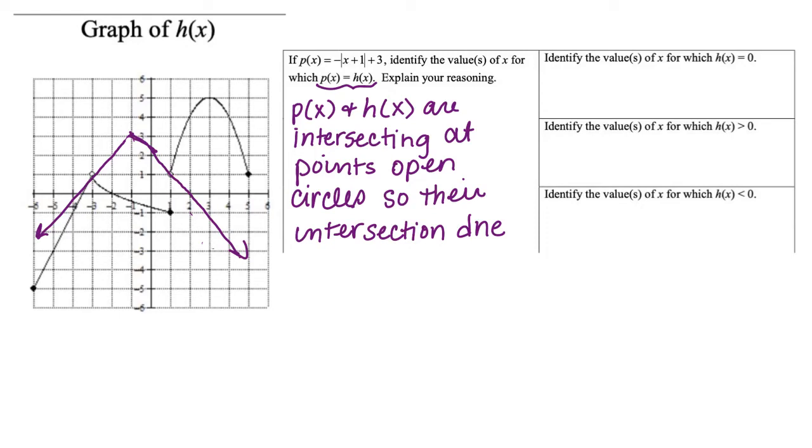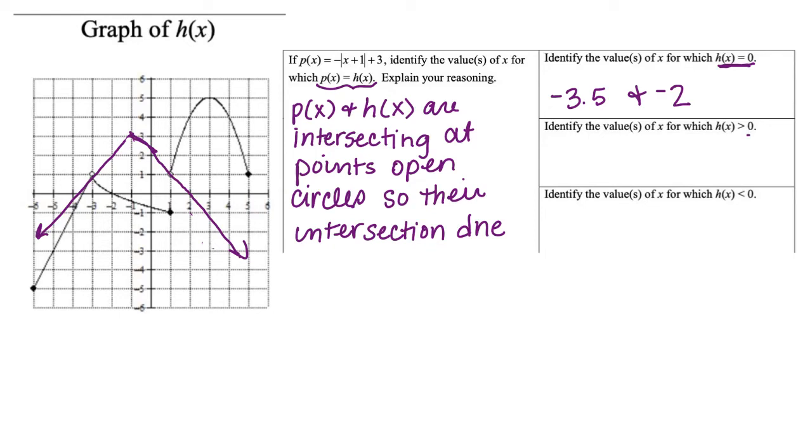All right, looking at the next one, it says identify values of X for which H of X equals 0. So where can I get a 0 value? It looks like we're going to get 0 at -2 and -3.5. That's where it crosses the x-axis, remember. H of X equaling 0.